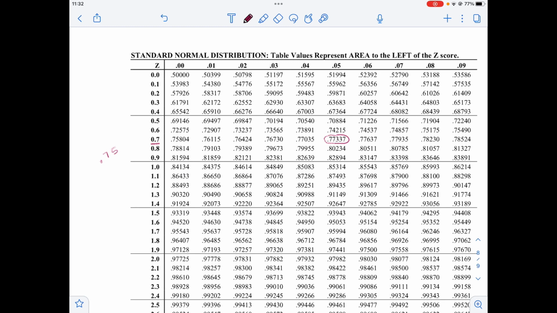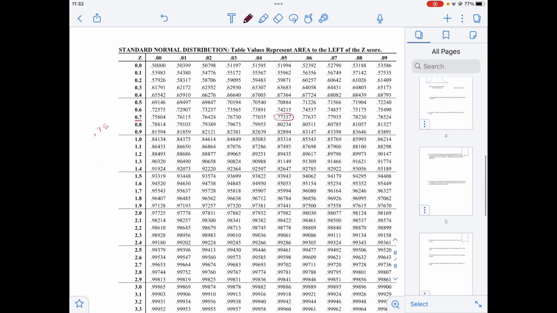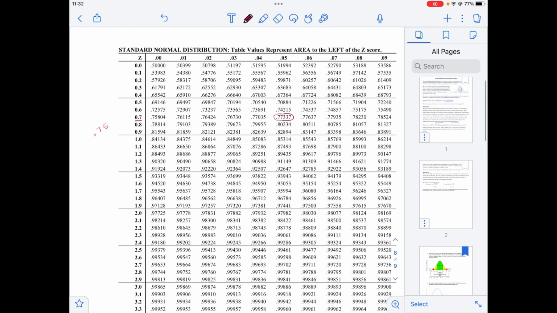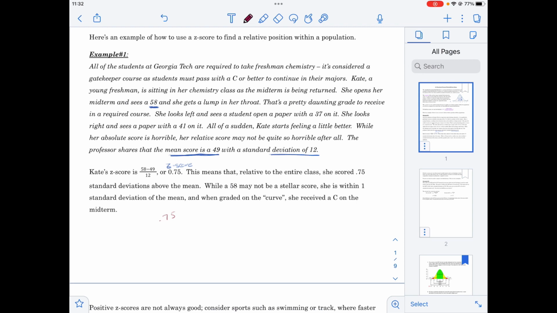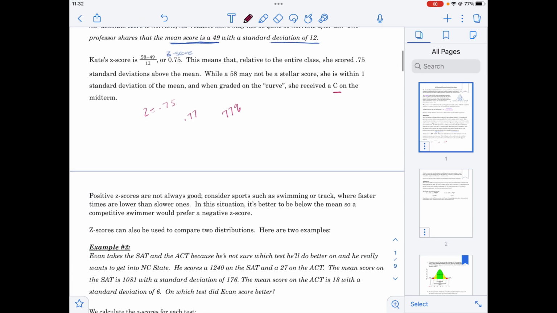All right, so let's go back to her little problem there. We have 0.75 for her z-score. When we looked at that, we saw that it was the 77, so 0.77. That means she scored better than 77% of other people. So when we look at that on a curve, she actually has a C for the midterm. So not as bad as she thought, because she's within one standard deviation. All right, let's look at a couple other examples.